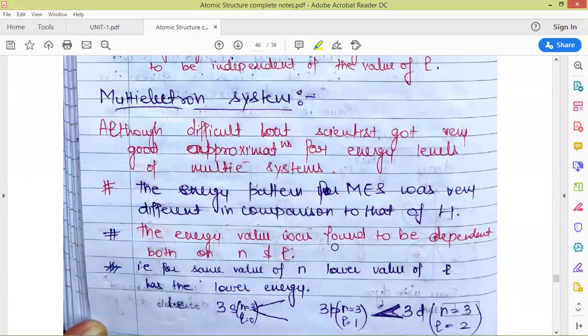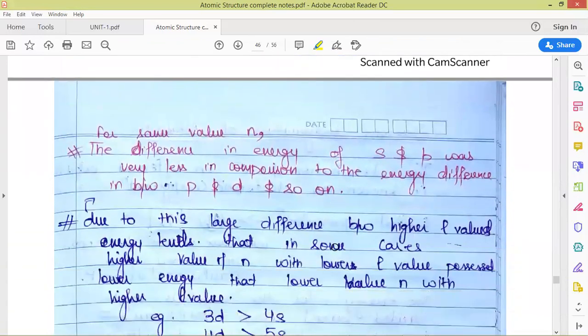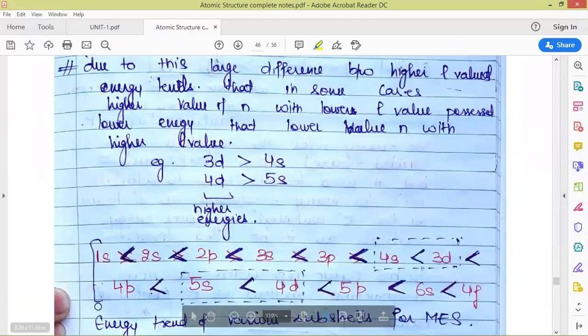Next we have multi-electron systems. In case of multi-electron systems, there was a difference. The energy levels were not the same, and now the energies of the orbitals are also dependent upon the values of L, and the greater the value of L, the greater would be the energy. So in the multi-electron systems, the energy of the orbitals was found to follow this order.